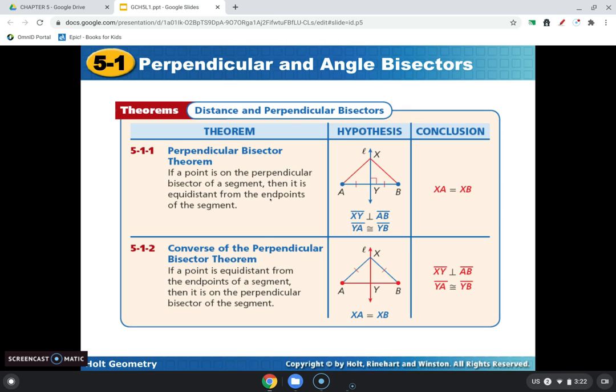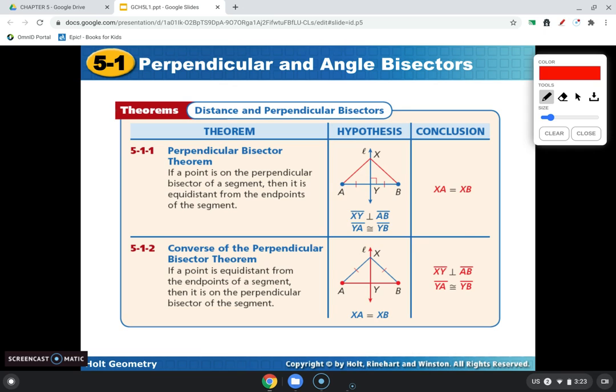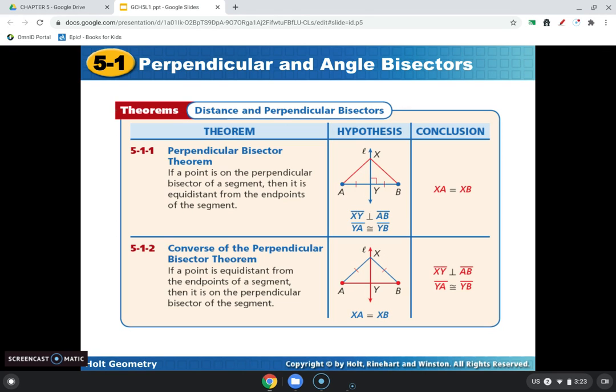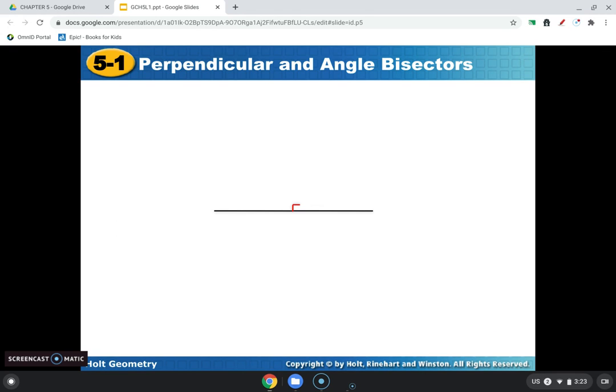Perpendicular bisector theorem. If a point is on the perpendicular bisector of a segment, then it is equidistant from the endpoints of the segment. Meaning, if you know that xy here is the perpendicular bisector, then those two are the same. And the converse is also true. If those two line segments are the same, then xy is the perpendicular bisector. So it's got to cut it in half and be perpendicular.